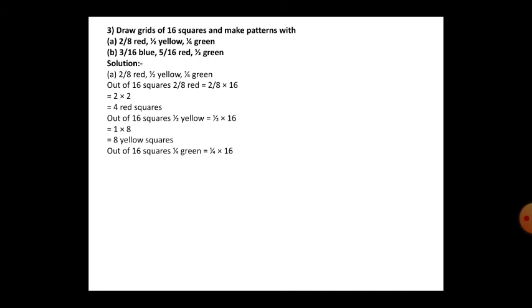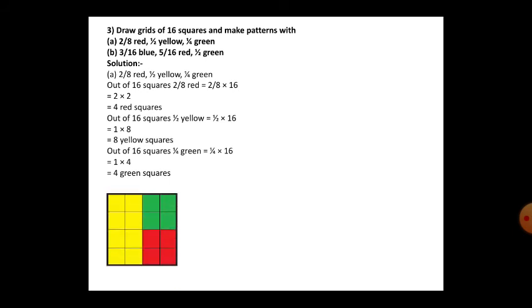So like that only, half yellow means 8 only. You know that. 8 yellow squares. 1 by 4 green means 4 fours. That is 4. 4 grids you have to find. So 4 green squares. See here, then last you have to color. See, there are 4 red squares. You can observe 4 green squares and 8 yellow squares. I hope you understood. And this question you can do it yourself.